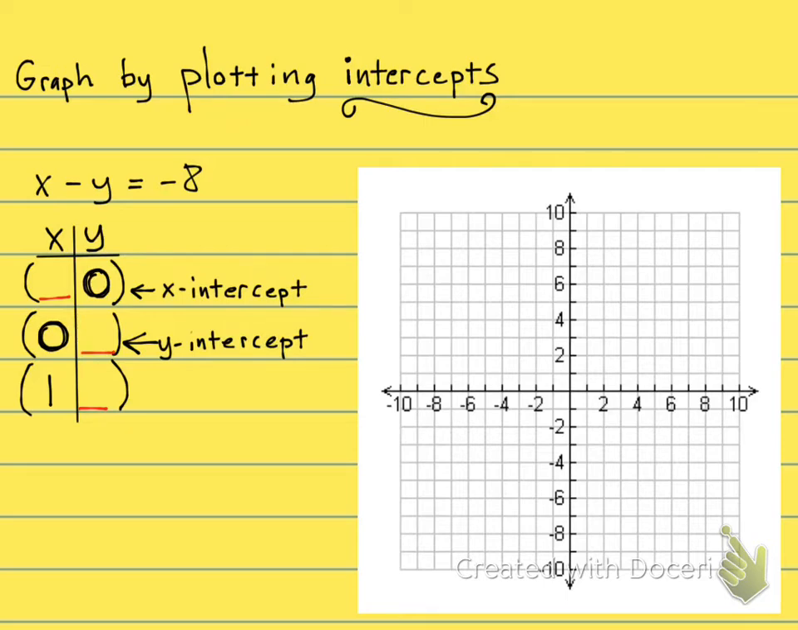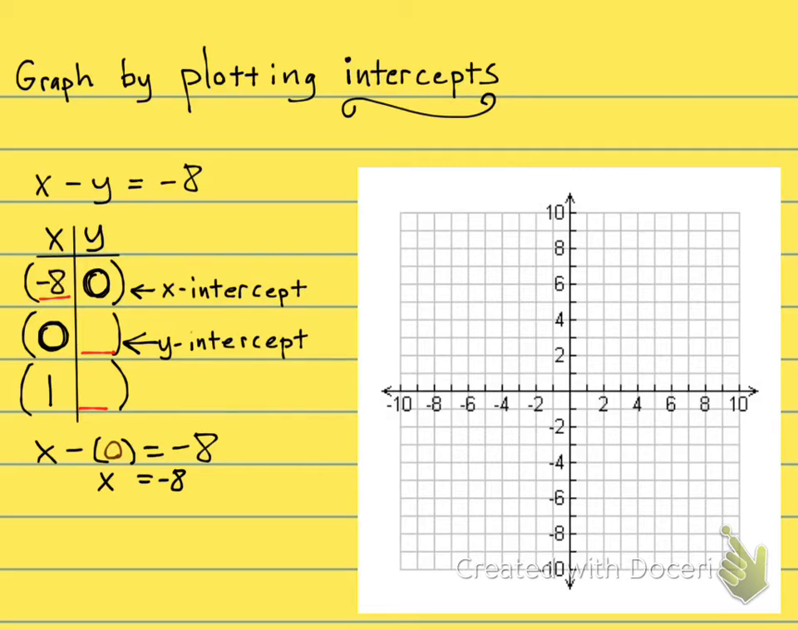For the x-intercept, I plug in a 0 for y. So x minus y equals -8. This 0 right here is going to go for the y. X minus 0 is -8. Anything minus 0 is just itself. X equals -8. So I have found my x-intercept.